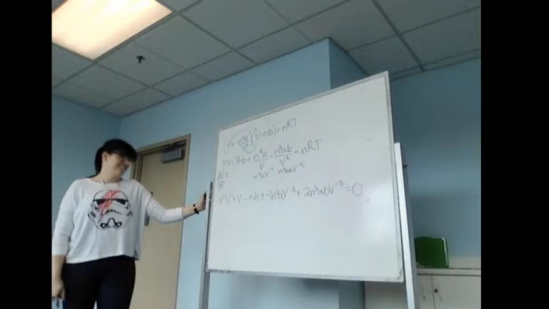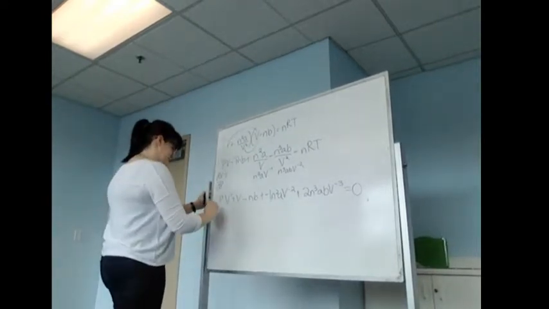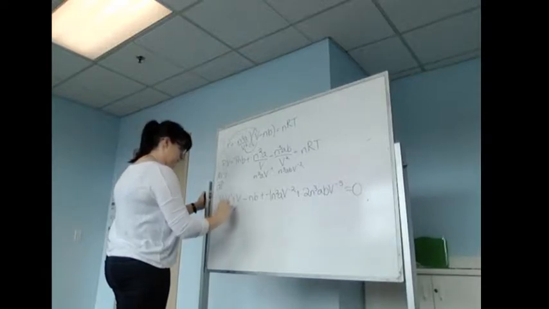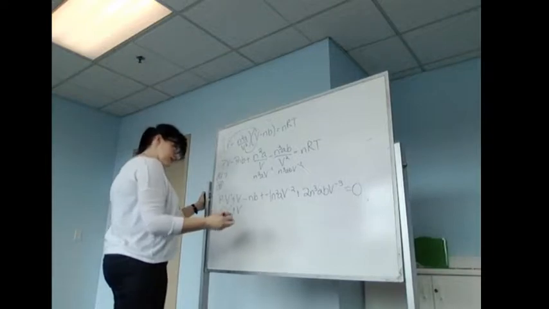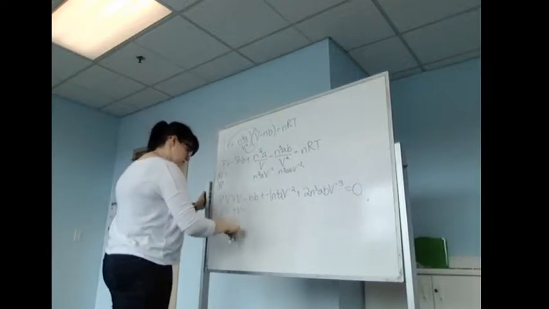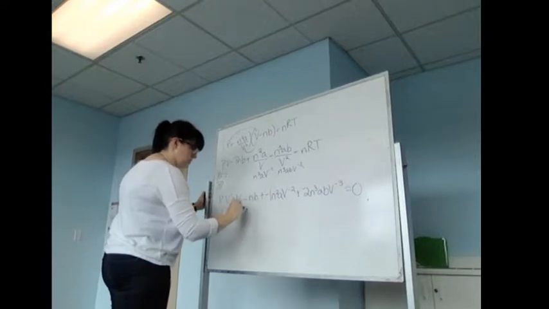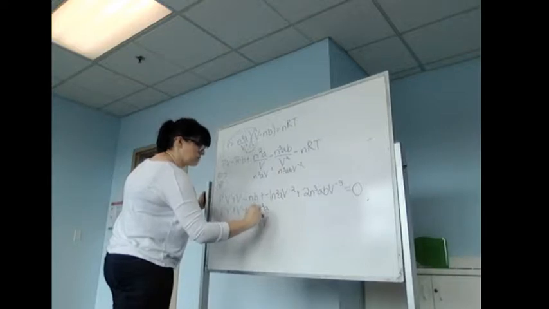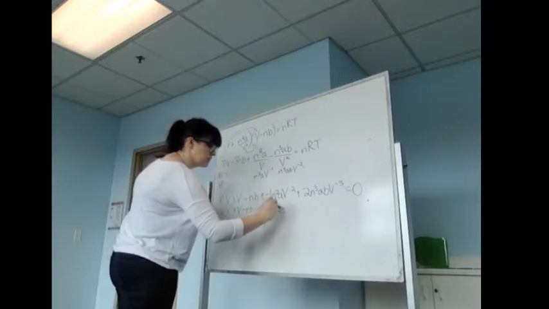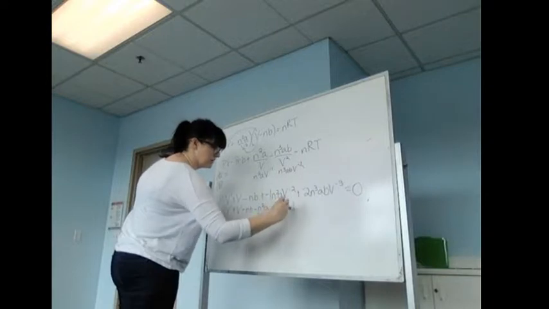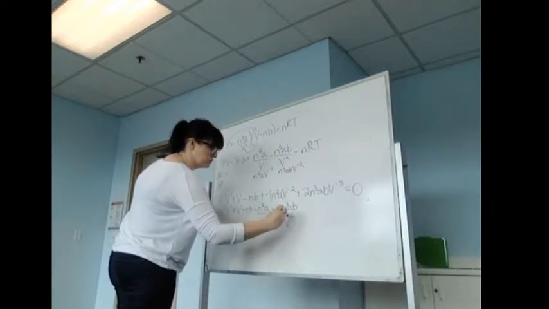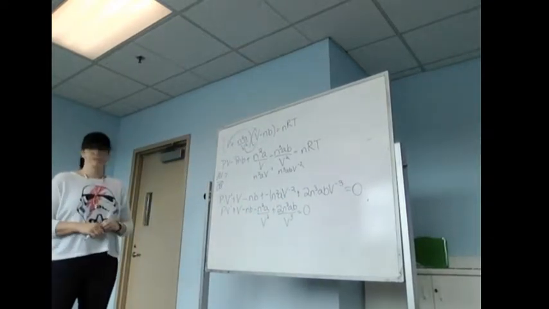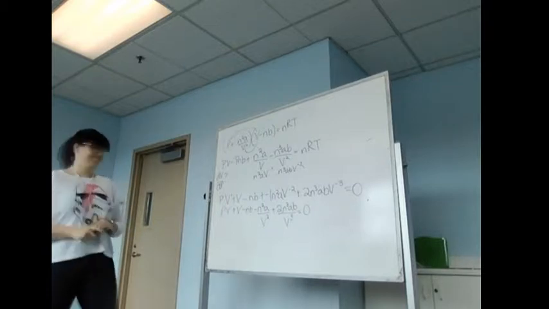So we have P V prime plus V, minus nb, minus n squared a over V squared plus 2n cubed ab over V cubed equals 0. Everybody's good? Me too.